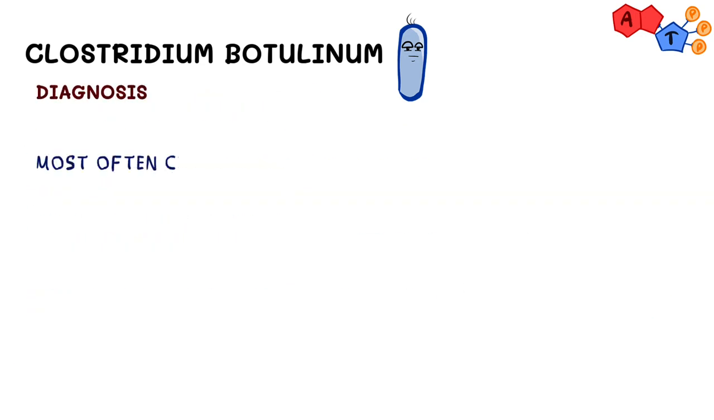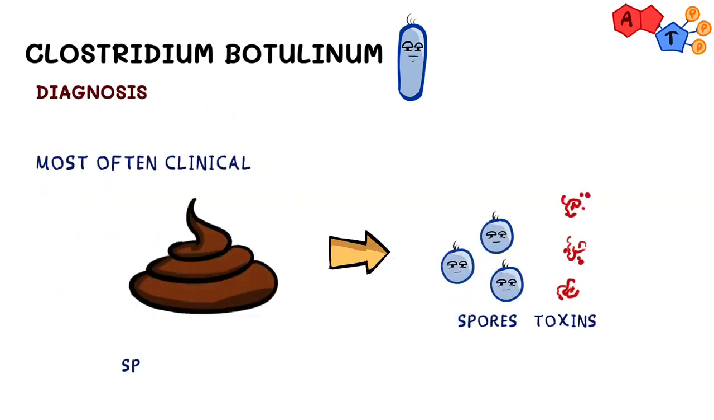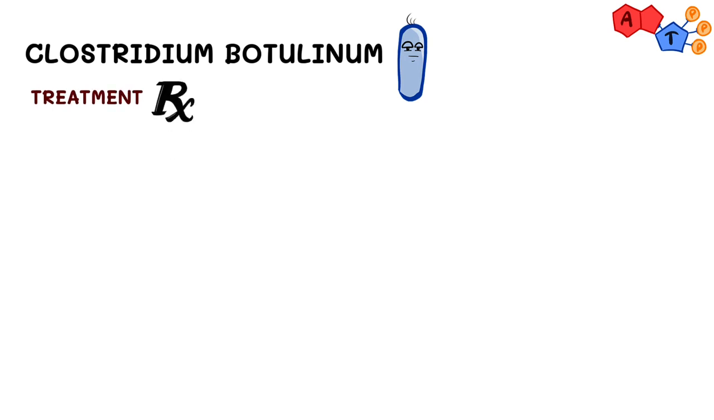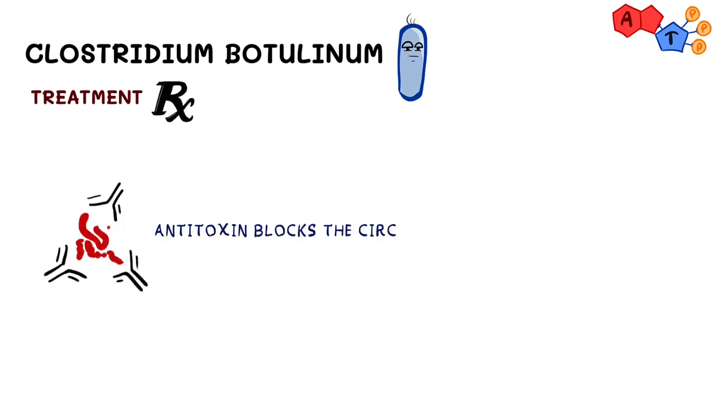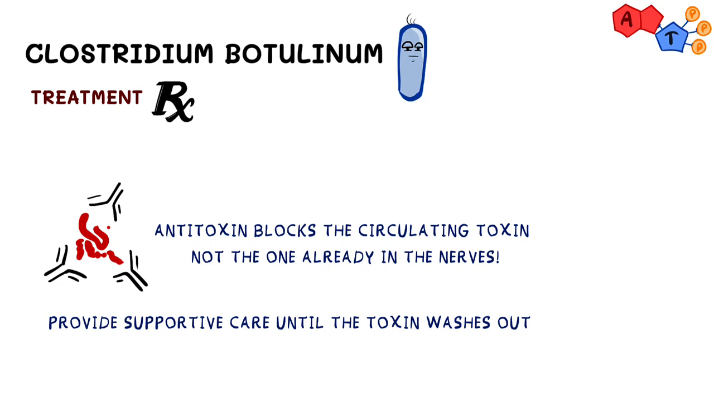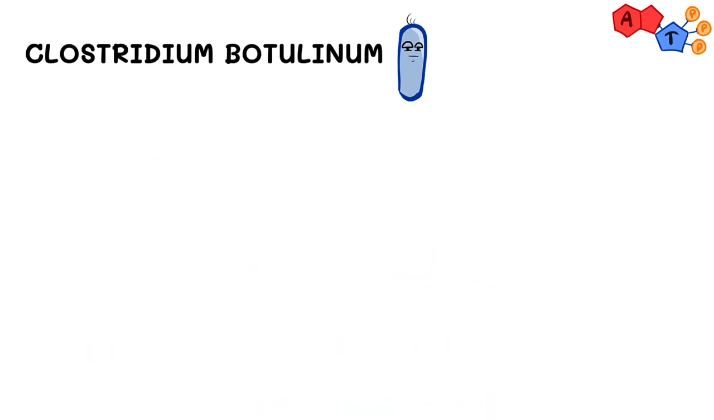Diagnosis is often clinical, but sometimes spores and toxins can be detected in the stool. For the treatment, we give an antitoxin that blocks the circulating toxin, but not the one already in the nerves. And all we can do is provide supportive care until the toxin washes out.